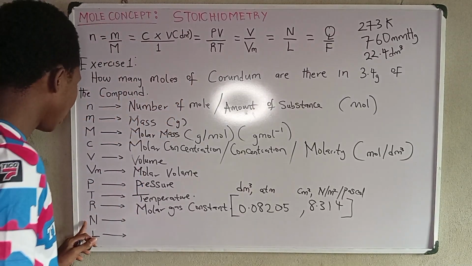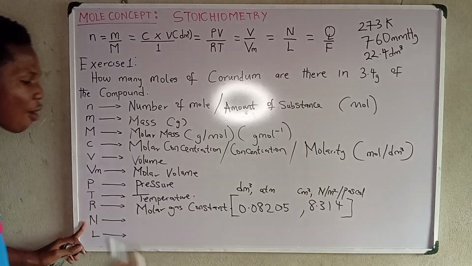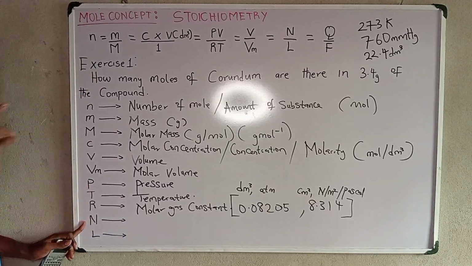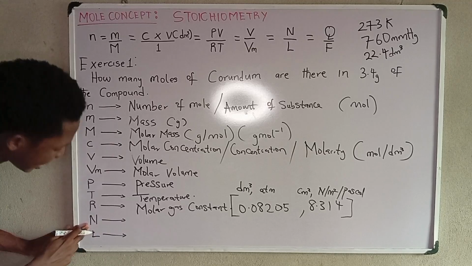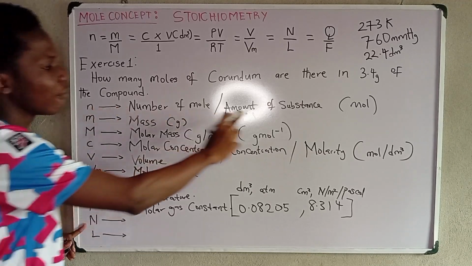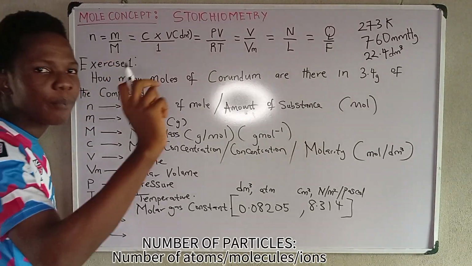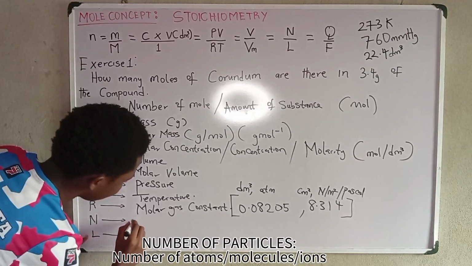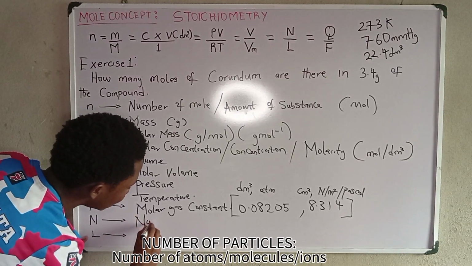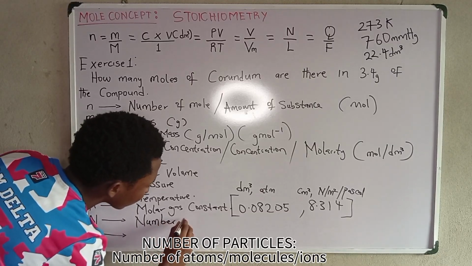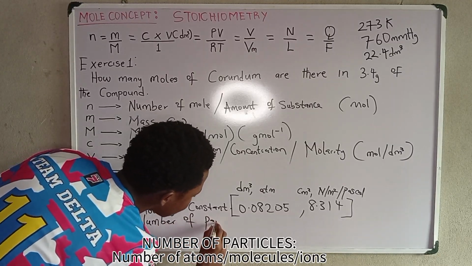Now, finally, this guy, we have a number of particles. Now, don't confuse this n with this n. The first n was what? Number of moles. Now, our second n is what? Number of particles. They are not the same thing. We use capital letter N to denote what? Number of particles.